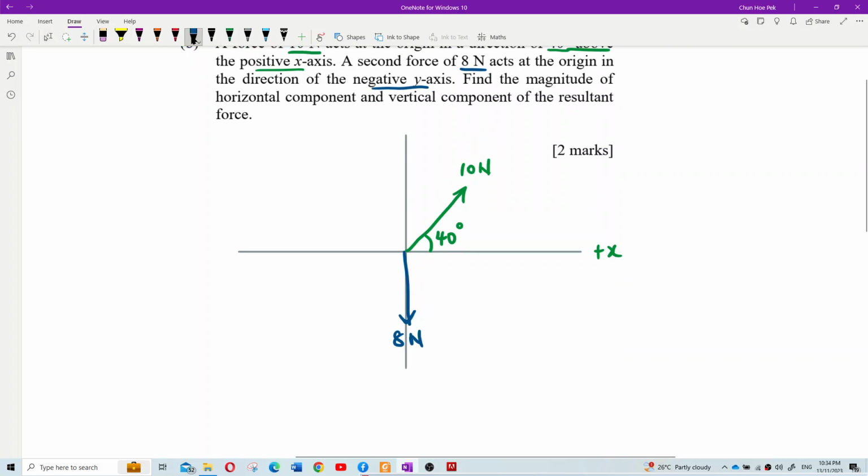So let's draw. This is x, y. Negative y means going down. All right. So remember, going right positive, upward positive, left negative, down negative. Find the magnitude of the horizontal component and vertical component of the resultant force. So you need to find the resultant.